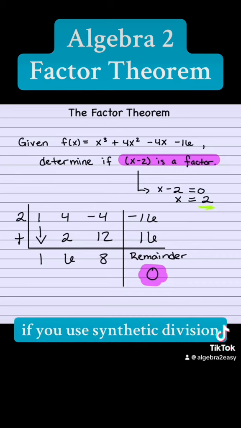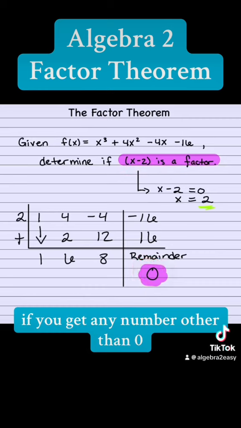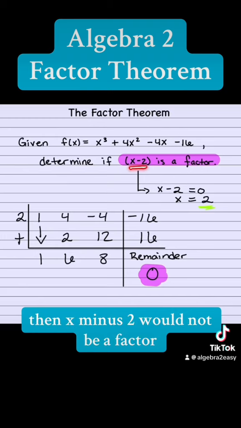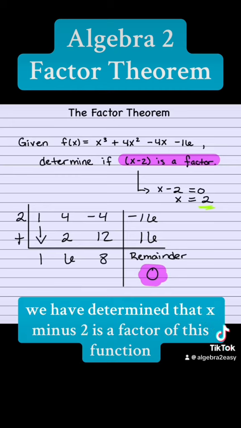If you use synthetic division and your remainder is 0, then that value represents a factor of the polynomial. If you get any number other than 0, then x minus 2 would not be a factor. But again, because our remainder was 0, we have determined that x minus 2 is a factor of this function.